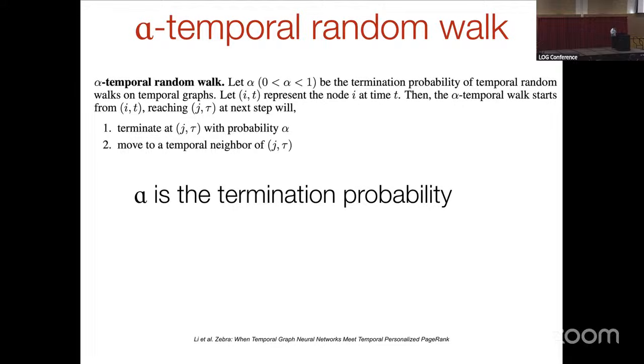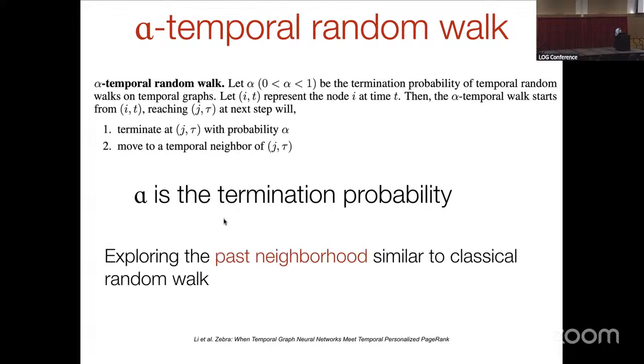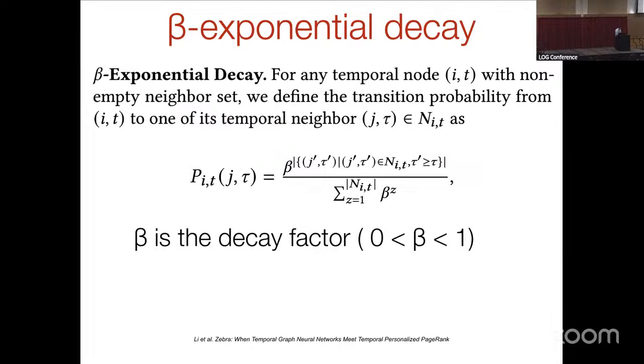So the idea is that you have the alpha random walk, where alpha denotes the termination probability. That tells you if you should stop the walk at this hop, right? And this is basically exploring the past neighborhood, similar to classical random walk. But then you also have the beta exponential decay. This is used to explicitly model the recency bias in temporal graphs.